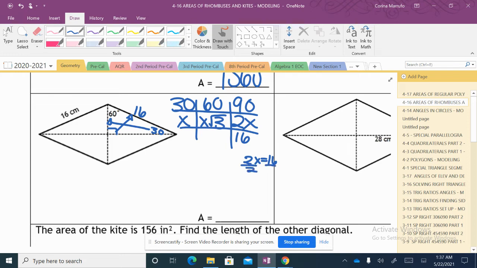So when I divide by 2, that means that x is equal to 8. So that means this side is 8. So the one across my 30 is 8. So then that means this whole thing from here to here is 16. So that's one of my diagonals.